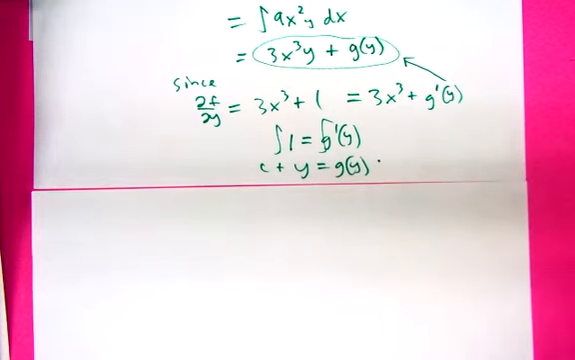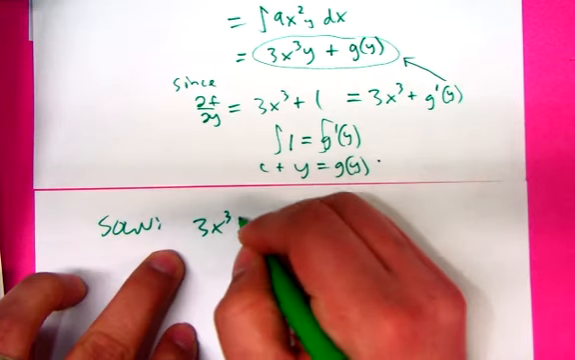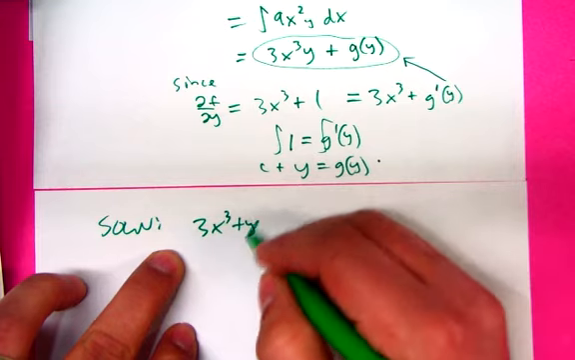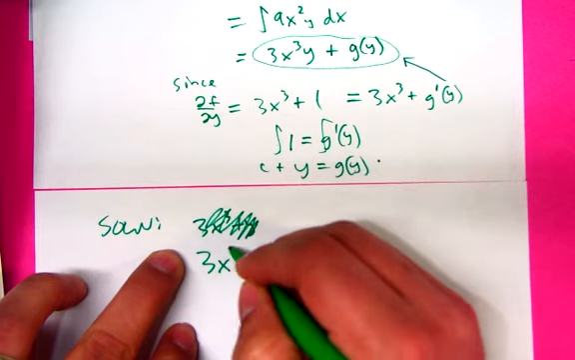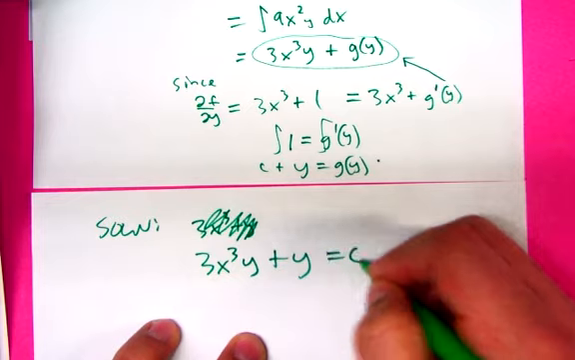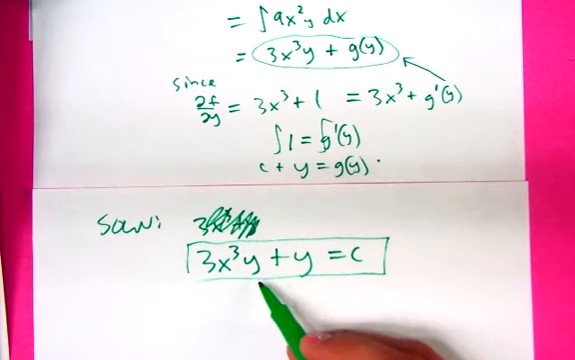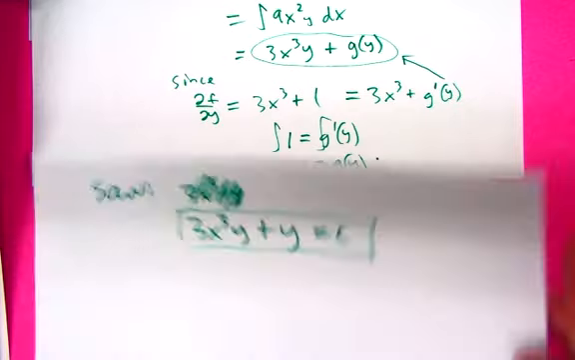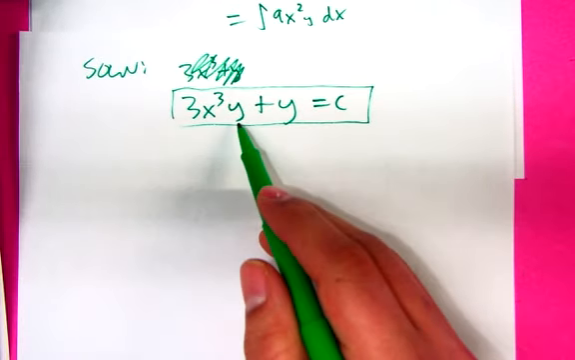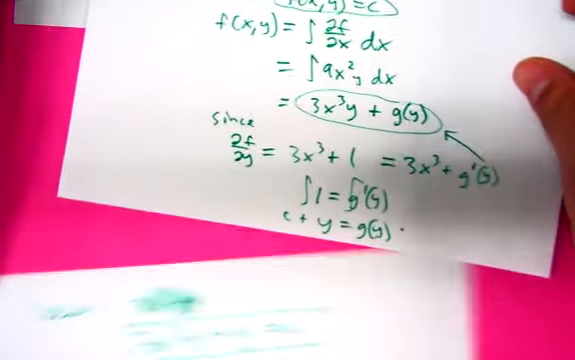So now what's the solution? The solution, 3x cubed plus y, whoops, messed that up. 3x cubed times y plus y equals constant. That would be the solution. So this is the function, which is actually the potential function of the conservative vector field, if you want to think of it that way.